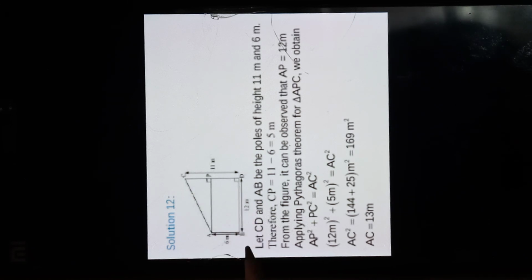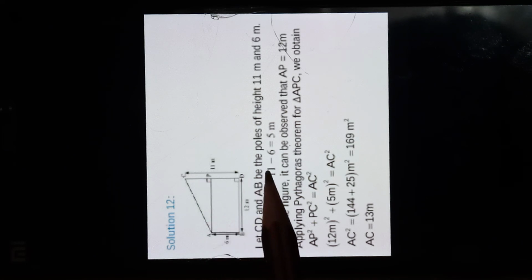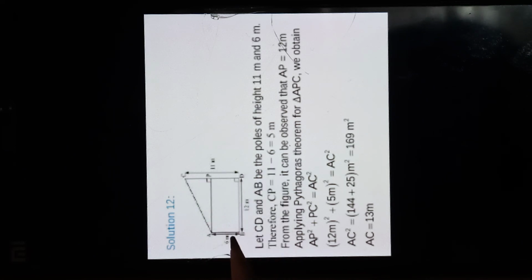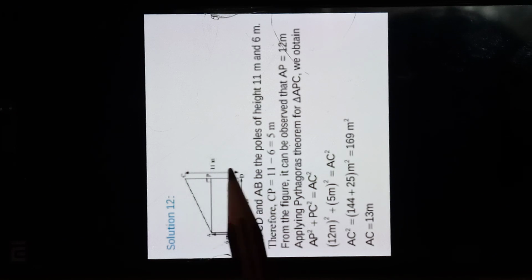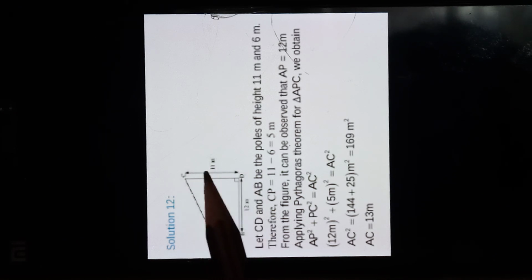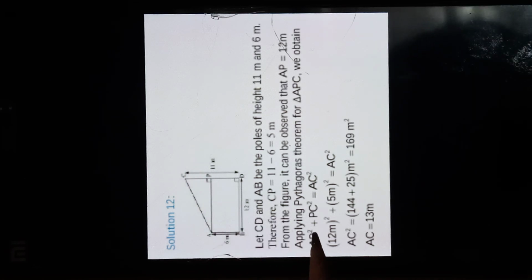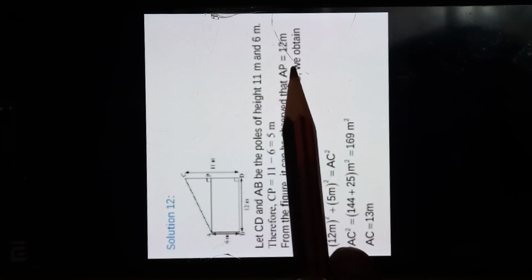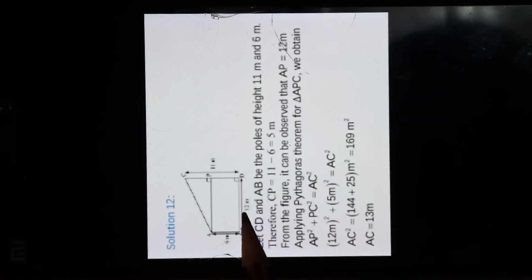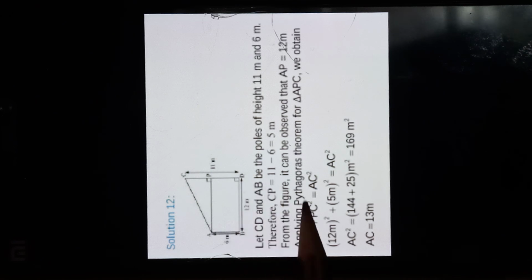Okay. Now, so they are saying, let CD and AB be the poles of height 11 and 6 meters. Then CP distance would be 11 minus 6. I told you if this is 6, this is also 6. So this leftover distance, the whole length was 11 minus 6, will give you this length, which is 5 meters. So this much becomes 5 meter. From the figure, it can be observed that AP is 12. Opposite sides of rectangle are equal.